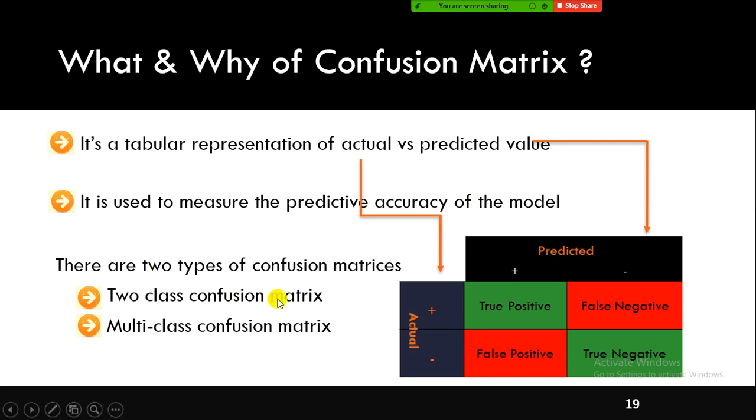So in the case of binary class confusion matrix, the confusion matrix will be a 2x2 matrix. As the name suggests, it will have only two classes, yes or no, or positive or negative. Some people call positive an event and negative a non-event. Since you have only two classes, you will have a 2x2 matrix.